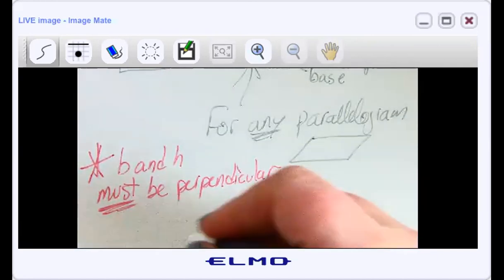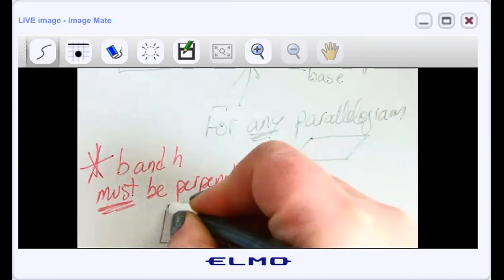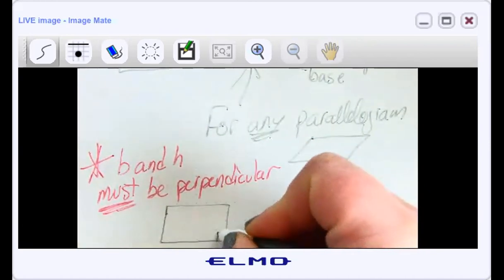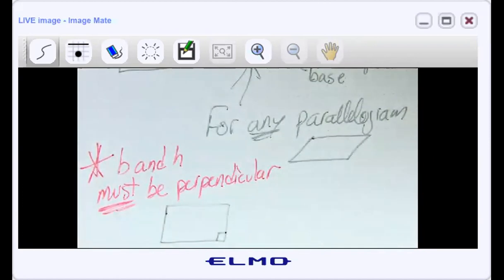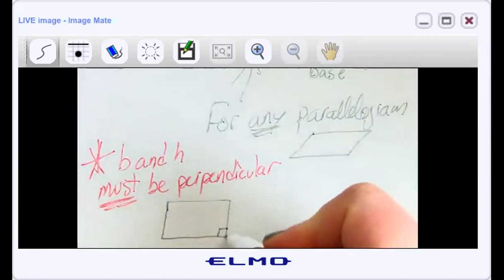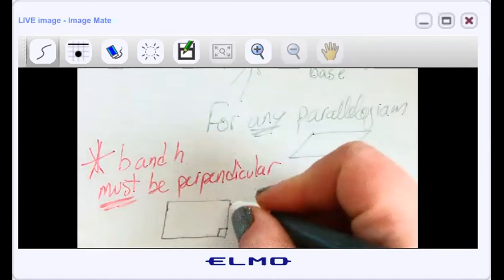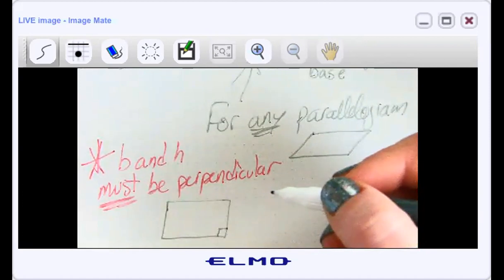Okay, for a rectangle and a square, that really doesn't matter because the sides are perpendicular to each other, right? So perpendicular, by the way, if you forgot what that word means, that means that they meet at 90-degree angles. So we usually put that little box in the corner to represent that this is a perfect corner, right? Perfectly 90 degrees. That's what the word perpendicular means.